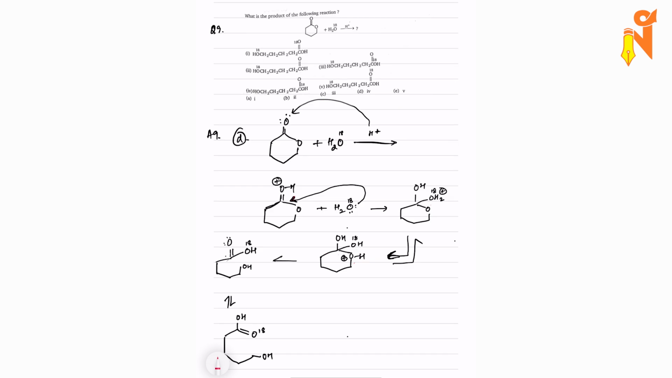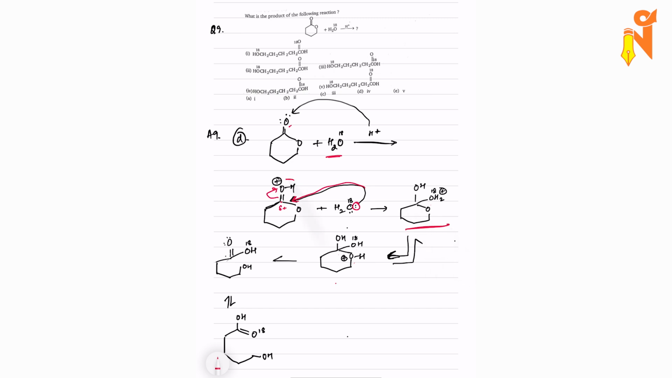Now let's talk about question number 9. What is the product of the following reaction? In this reaction, ester is given and water with oxygen-18 is given. Now see the reaction. We have H2O with H plus, which will attack on the oxygen and make it protonated. Oxygen will try to withdraw the electron density, increasing the delta positive charge on this carbon, and the oxygen's lone pair from here will attack here, and the whole molecule will look like this.